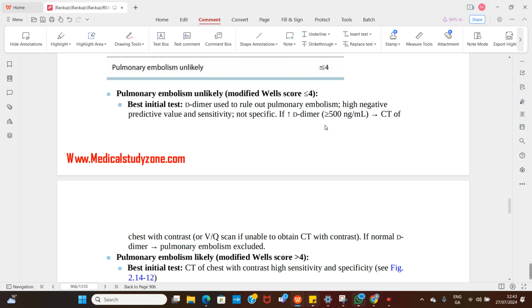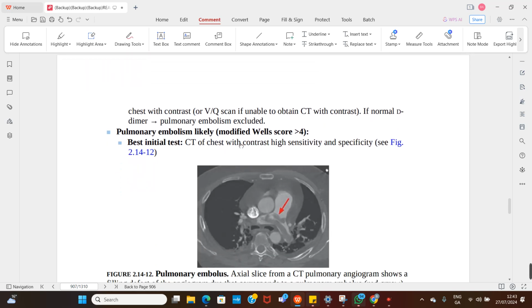Contrast, do your VQ scan. You can see the reason why I'm saying that we have to analyze the question well before we pick any option we are going to be picking. So, if your modified Wells score is 5 and above, that is more than 4, you know your best initial test is what? Your CT scan. If the person is pregnant or the person is having failure of the kidneys, you cannot do your CT, so you do your VQ scan immediately.